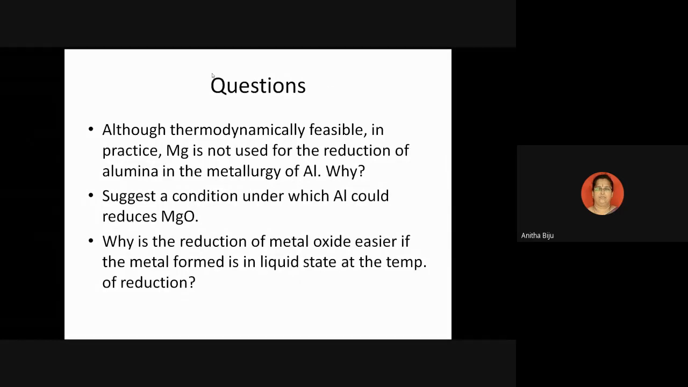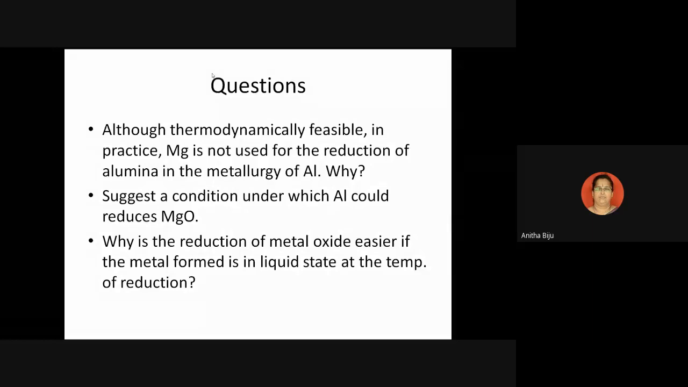And the last question is, why is reduction of metal oxide easier if the metal formed is in liquid state at the temperature of reduction? Okay. So in this question, we can correlate entropy concept and states of matter. The entropy of liquid metal is more than entropy of metal in the solid state, because metals exist in the solid state. One exception is there. What is the exception? Which metal is the exception? Mercury is the only exception which exists in the liquid form. Rest of the metals under normal condition exist in the solid form only.